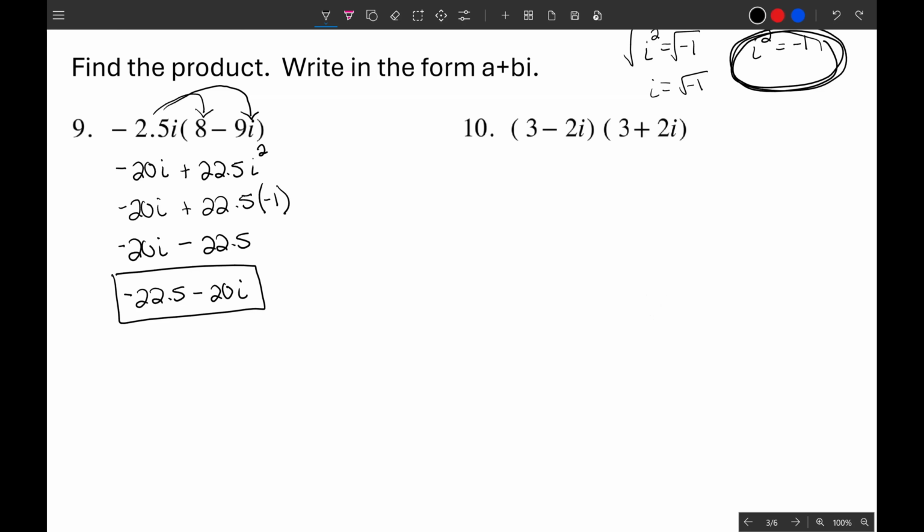All right, so at number 10, we have a binomial times a binomial, so we just double distribute. 3 times 3 is 9. 3 times 2i is 6i.